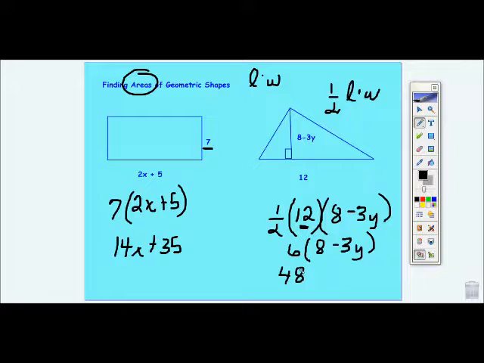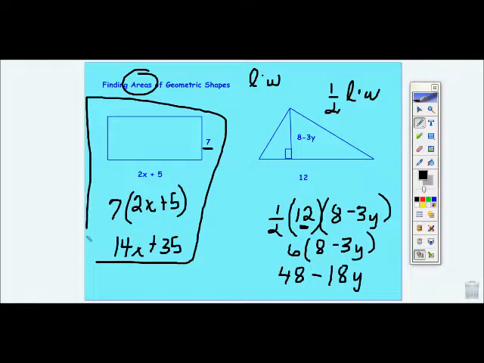I'm running out of room here. 6 times -3y is a -18y. Now, let me get some space here. As I was just saying about changing the order of our sentence, we want the variable first. So I want the 18y to be first, but notice it's a -18y.